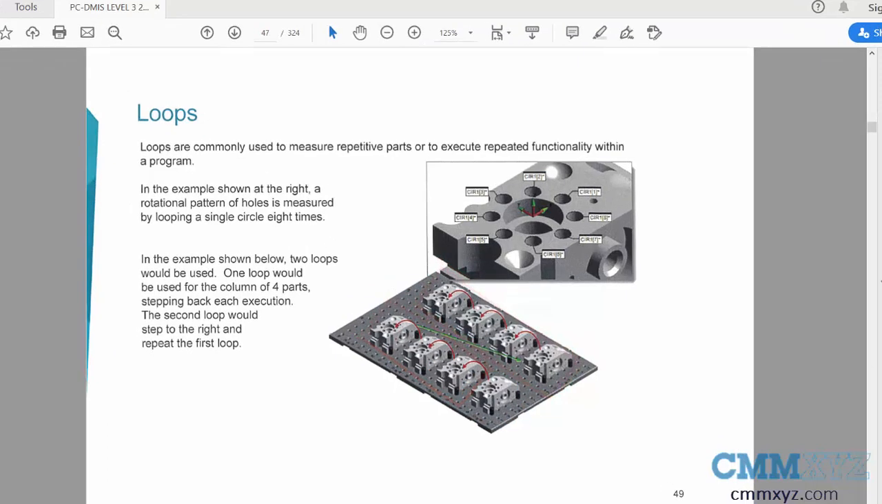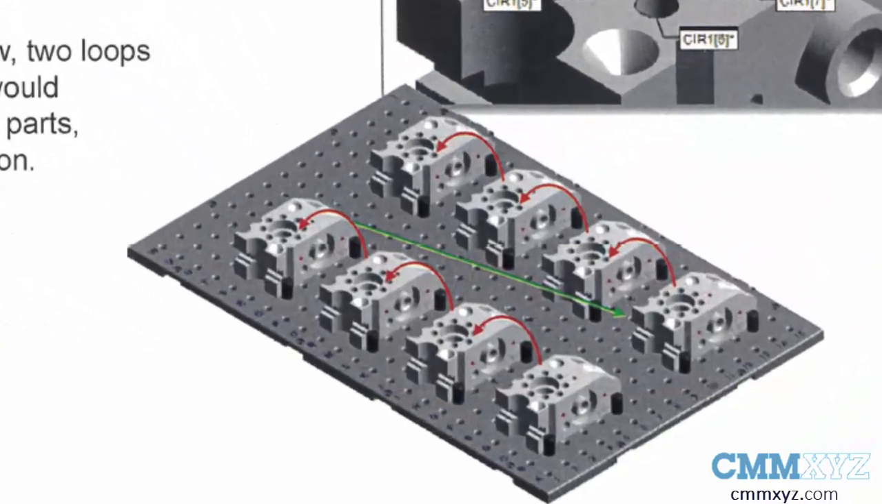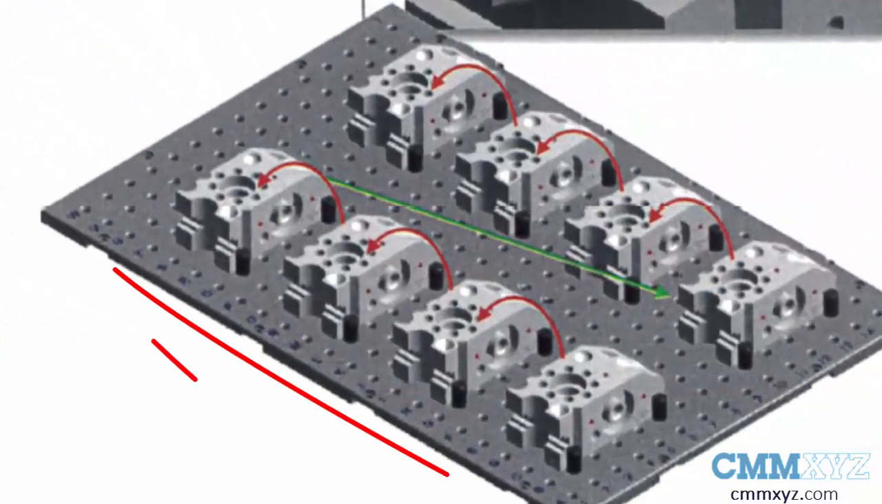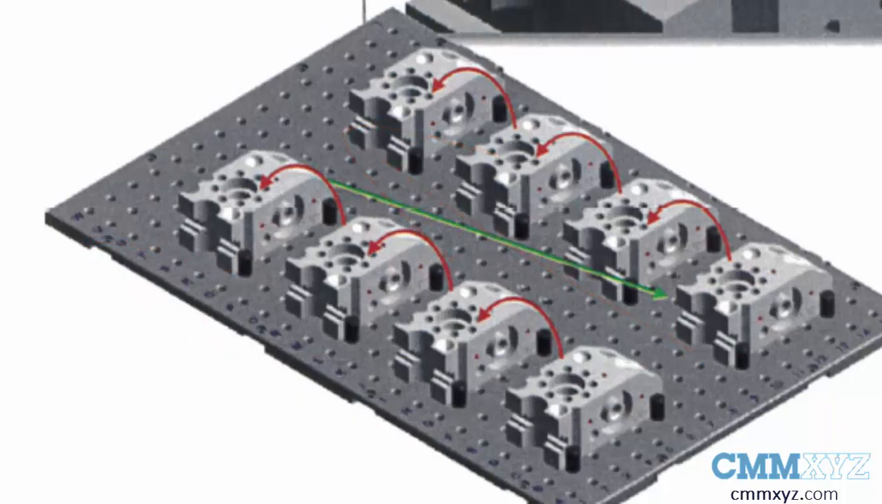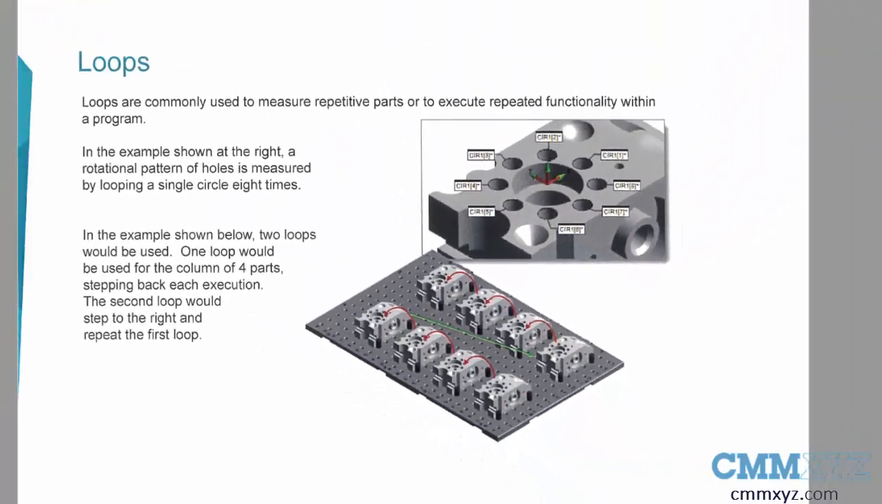So what I have is 2 rows, so I want to run the loop so that it measures row 1. When it finishes row 1, it'll go over to row 2 and start the process all over again. Okay, so let's open PC-DMIS and I'll show you how it's done.